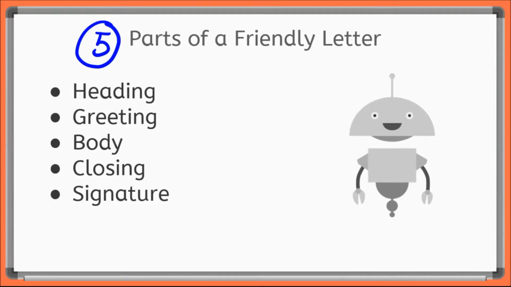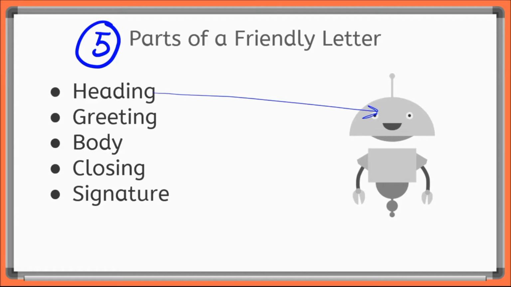By looking at this robot, you can see that the first thing we start with is the head. So we have to start our letter with the heading. And the heading must be at the top of your letter, just like the head is at the top of the body. And in this heading, you will find the return address, or the address of the person who is writing the letter.